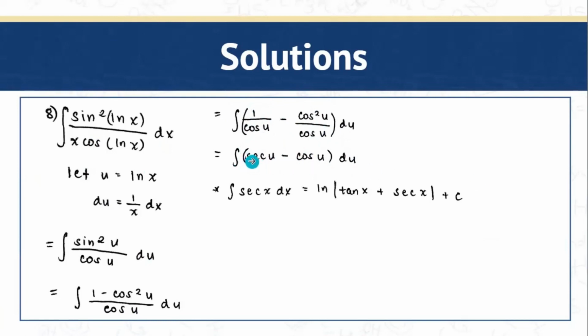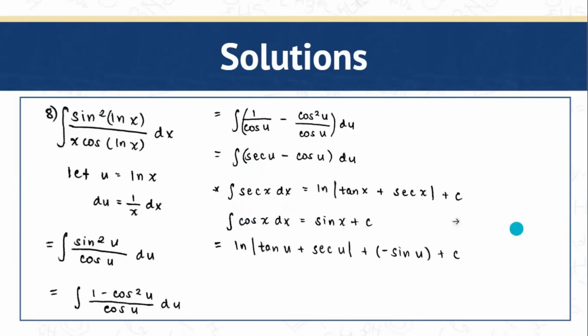So we now have two terms, and let's just remember that the integral of secant x dx, this is one of our formulas, that's equal to the natural log of the quantity tangent x plus secant x plus c, of course. And then we can solve for the integrals of these two separately. The integral of cosine x dx is also sine x plus c, which means that the integral of this whole thing is equal to the natural log of tangent u plus secant u plus negative of sine u plus c.